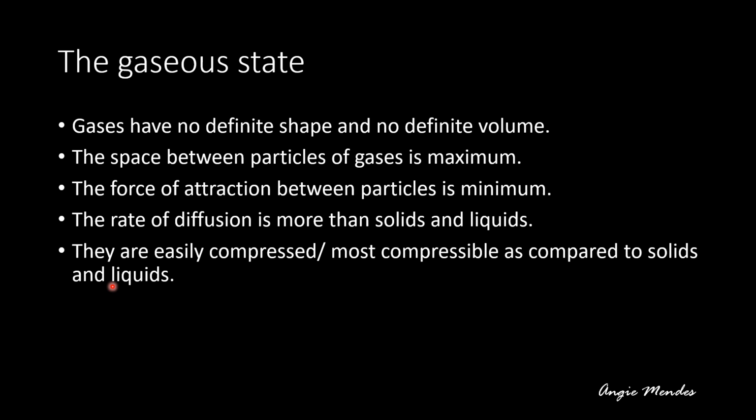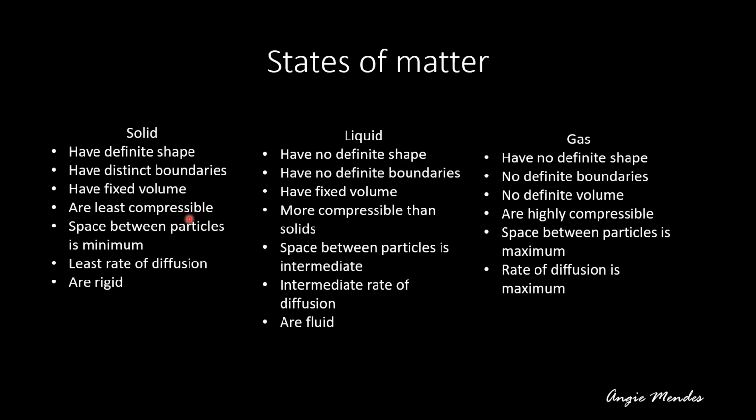Let us quickly go through a summary of the different states of matter. So here we have listed solid, liquid and gases. Solids have a definite shape. Liquids have no definite shape. They take the shape of the container. And gases have no definite shape. Solids have distinct boundaries. Liquids have no definite boundaries. Neither do gases. They do not have definite boundaries. Solids have a fixed volume. Liquids have a fixed volume and gases have no definite volume.